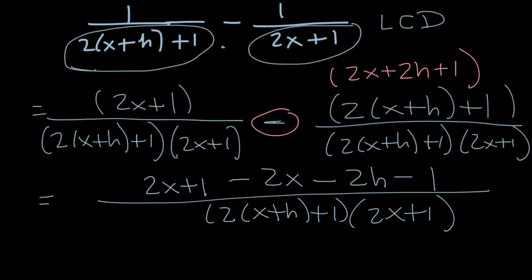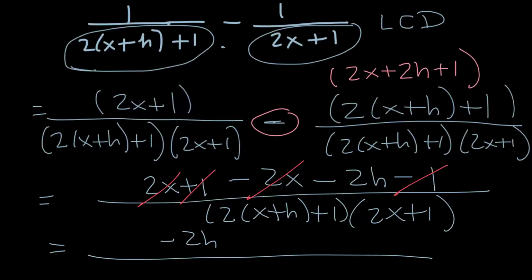And let's see what cancels. The 1's cancel, the 2x's cancel, and so we are left with minus 2h over 2 times the quantity x plus h plus 1 times 2x plus 1. And now we want to go ahead and take this fraction, put it in the numerator in the formula for our derivative, and see how things simplify.